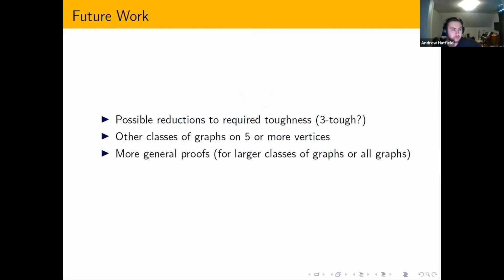For future work, you could consider 3-tough graphs, which we actually were almost able to prove, as well as other classes of graphs on five or more vertices, or of course, more general proofs for all graphs. Does anyone have any questions?